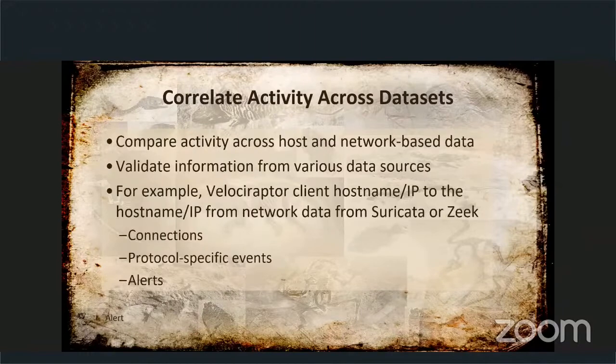And then we have a client ID associated with that, and maybe a host name or IP address. Being able to correlate that back to the network stack can be advantageous, right? It might not always be one-to-one as far as IPs, but generally something like host name might be pretty analogous, right? So we can do that for things like connections, for things like protocol-specific events, for alerts, right? Tying back the host that Velociraptor is installed on to the network traffic, and doing some correlation from there.